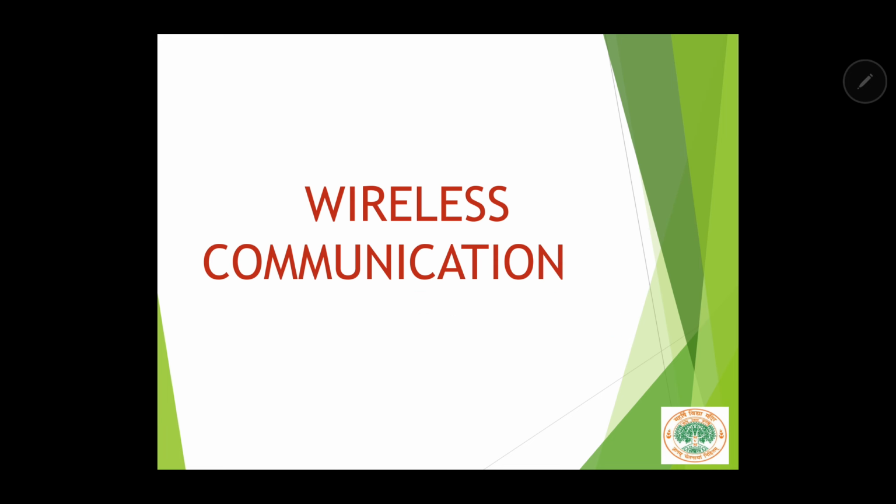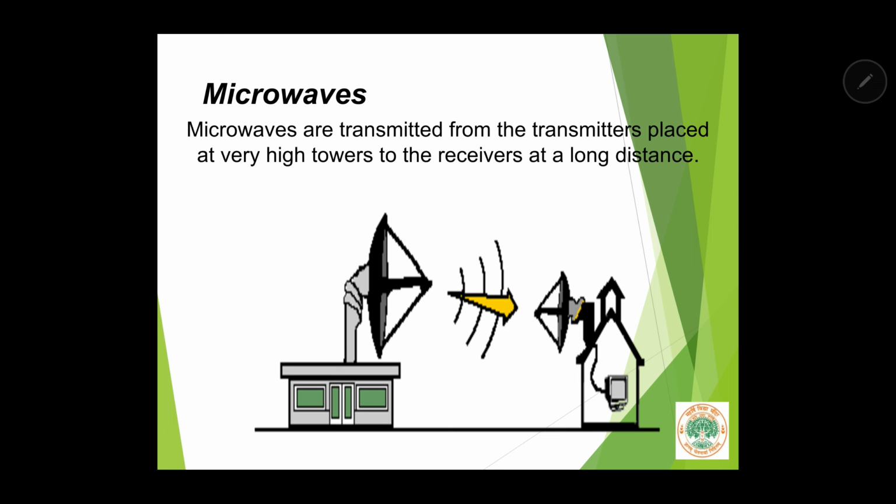Now let us go to wireless communication. As is evident from the name, in case of wireless communication, there won't be any requirement of wires. The first type is microwaves. Microwaves are transmitted from transmitters placed at very high towers to receivers at a long distance. So this is a typical scenario where microwaves are used. We have two antennas. Let's say this is the transmitter and this is the receiver. Both of them are placed at a height and the signals are transmitted.